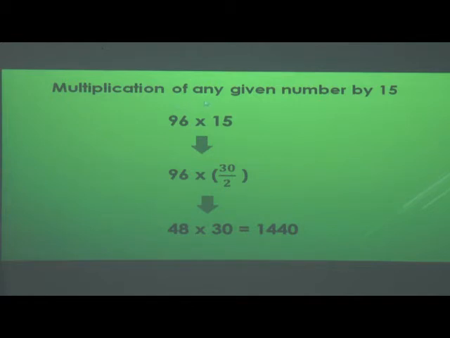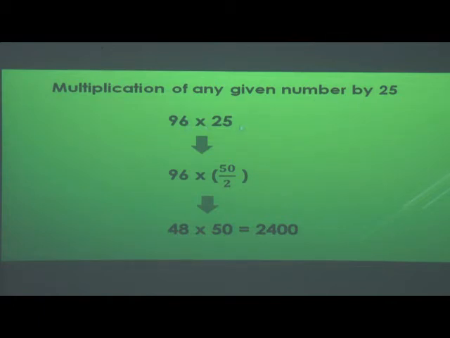Next we will see the multiplication of any given number by 15. 96 multiplied by 15. Now 15 can be written as 30 divided by 2, which is nothing but 15. So 96 is divided by 2 first, we get the answer 48, and the remaining is into 30. So 48 multiplied by 30, we get 1440.